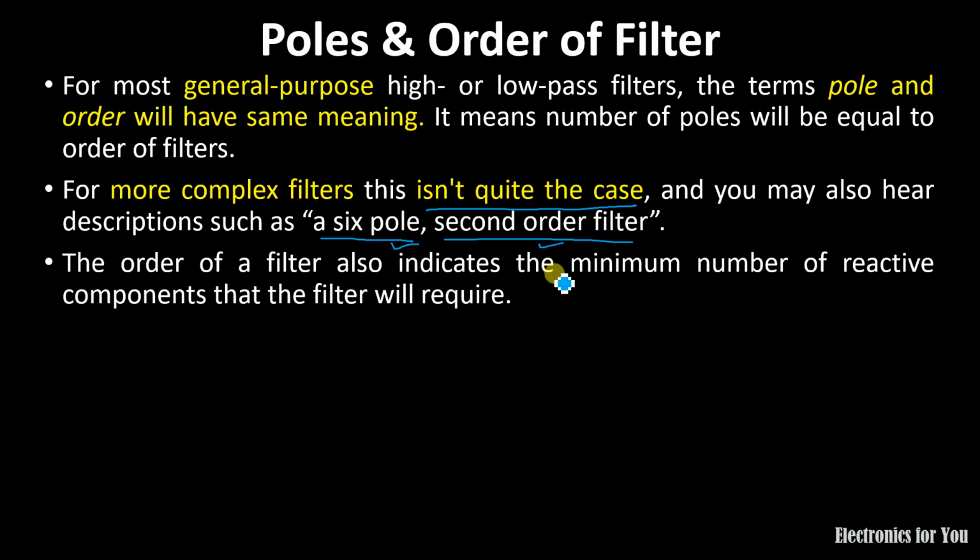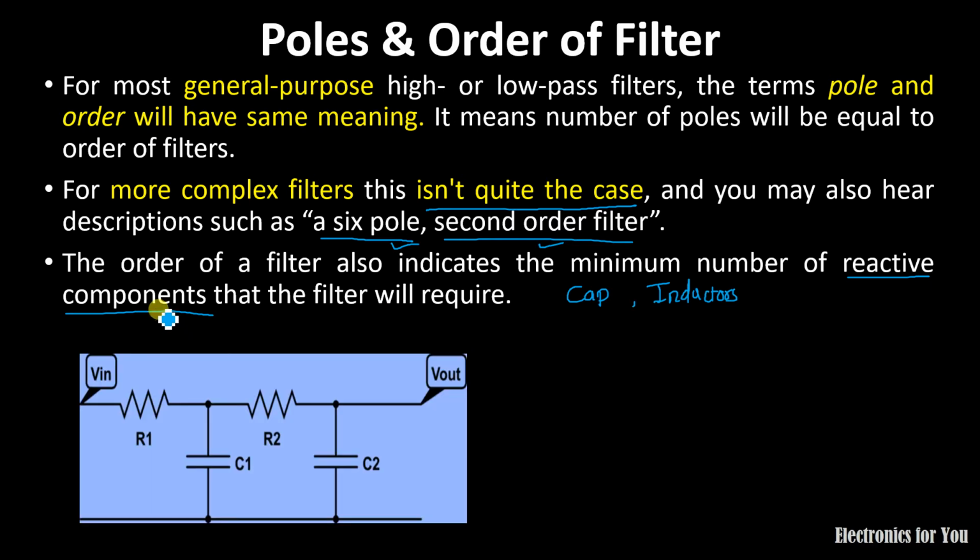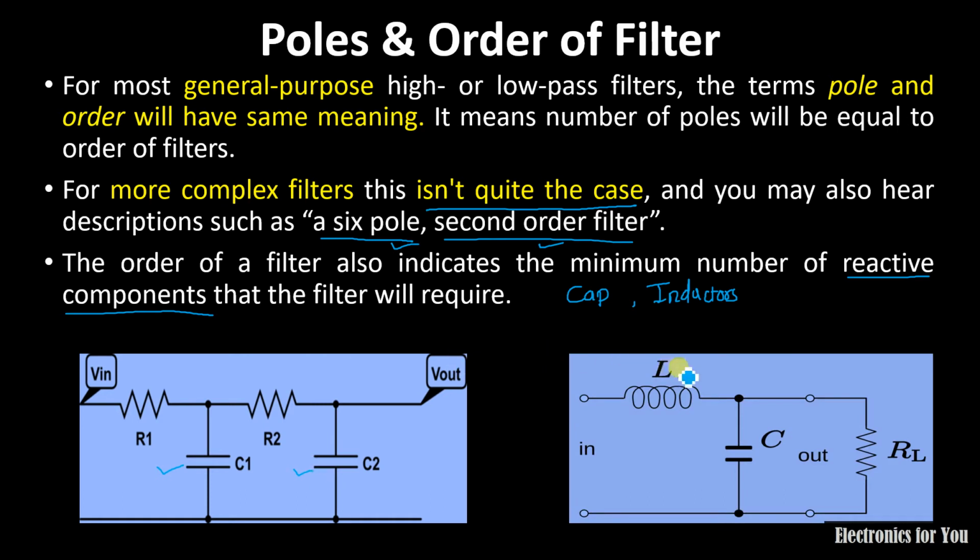The order of the filter also indicates the minimum number of reactive components that the filter will require. Reactive components are capacitors and inductors. So the number of capacitors and inductors indicates the order of the filter. Let us consider this example. Here we are using two capacitors, so it is a second order filter. Similarly, here one capacitor, one inductor and one capacitor are used, so again it is a second order filter. Like this, the order of the filter is decided.